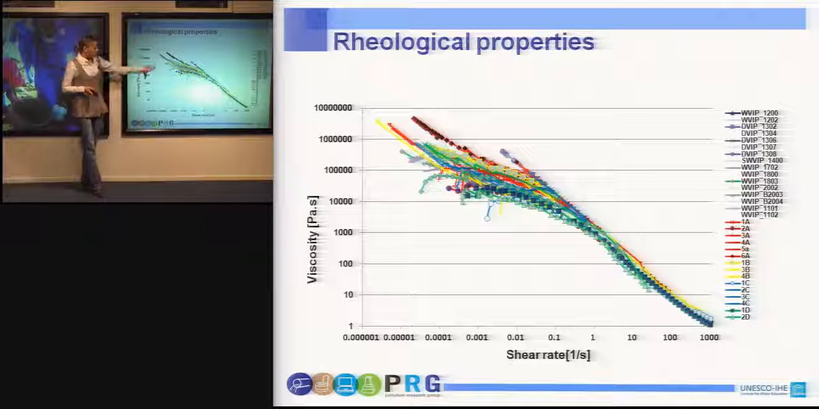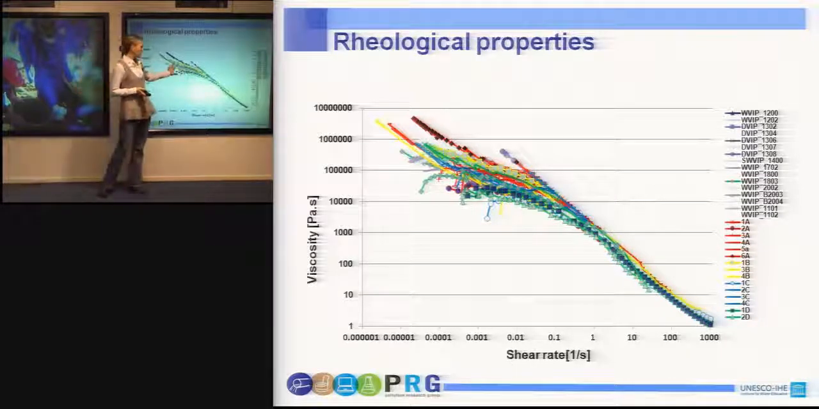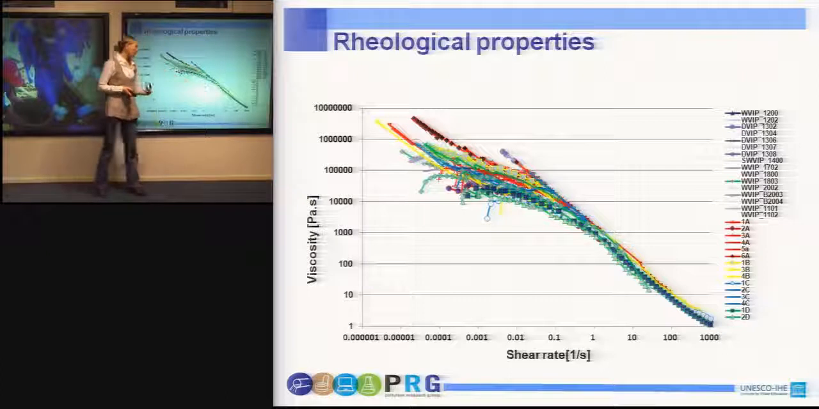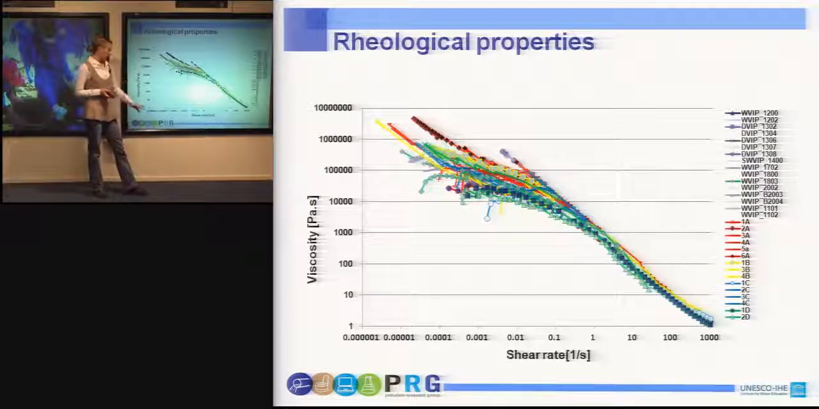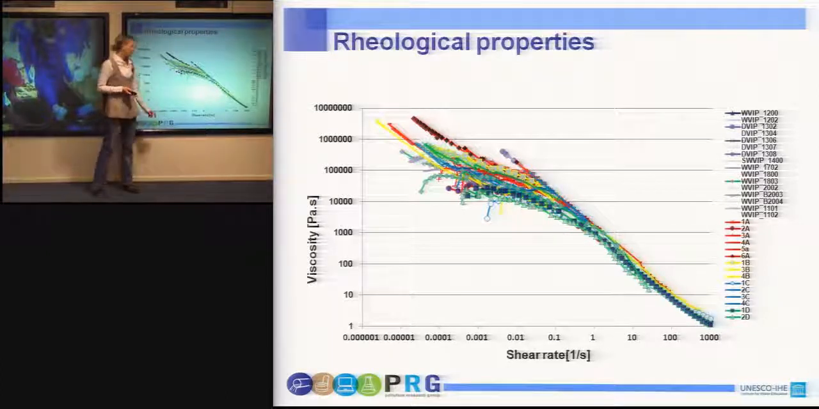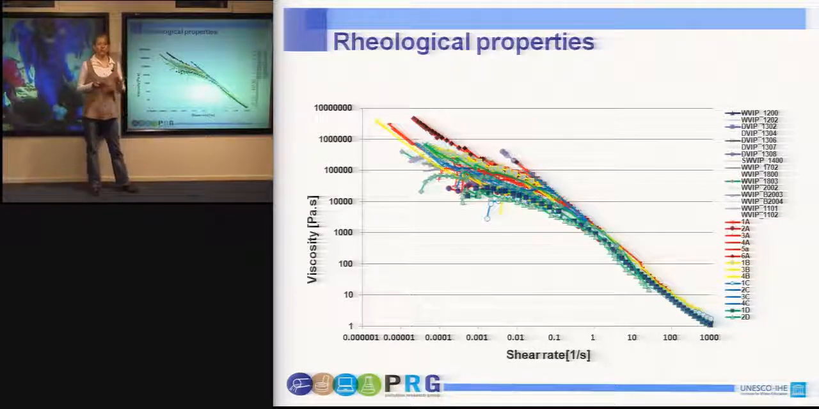Then if we move to the rheological properties, it was observed that the fecal sludge has a shear thinning behavior with the increasing shear rate, which means that it turns into more liquid with the increasing shear rate, which is good for the design of pit emptying devices and pumping.